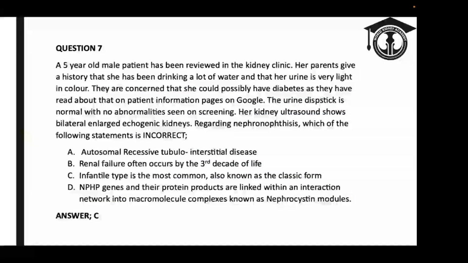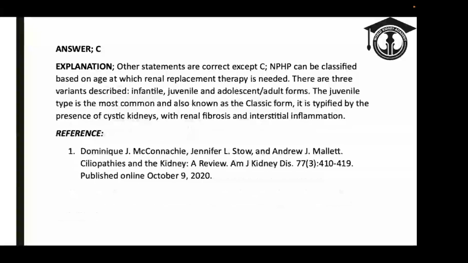So a 5-year-old male reviewed in the kidney clinic. The parents give a history of polydipsia, and the urine is very light. They're concerned that he may have diabetes, as they've been reading up on the internet. The dipstick is fairly normal with no abnormalities. The kidney ultrasound shows bilaterally enlarged kidneys. And so regarding nephronophthisis, which is incorrect? There are a few options for you, and we go through the answer, again, with an explanation and a reference telling you where to find the answer.